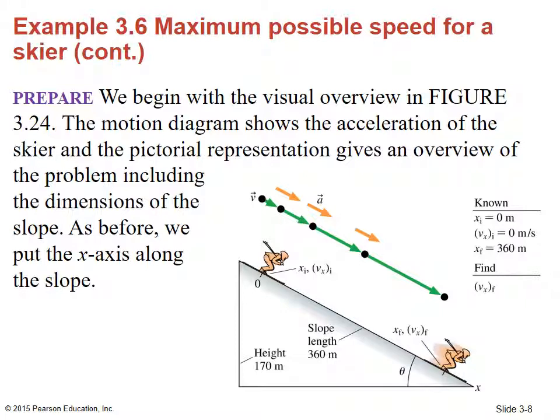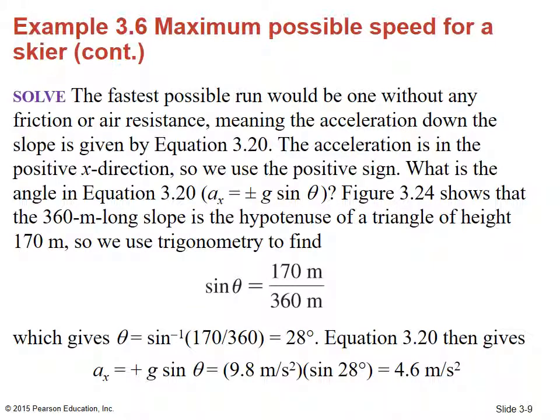We begin with the visual overview in the figure. The motion diagram shows the acceleration of the skier, and the pictorial representation gives an overview of the problem, including the dimensions of the slope. As before, we put the x-axis along the slope. The fastest possible run would be one without any friction or air resistance, meaning the acceleration down the slope is given by equation 3.20. The acceleration is in the positive x direction, so we use the positive sign.